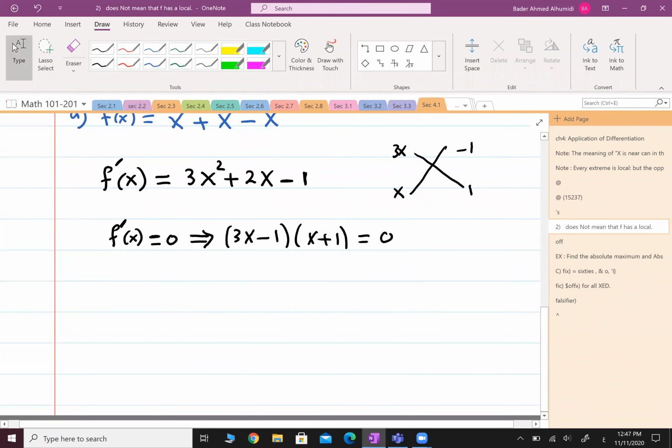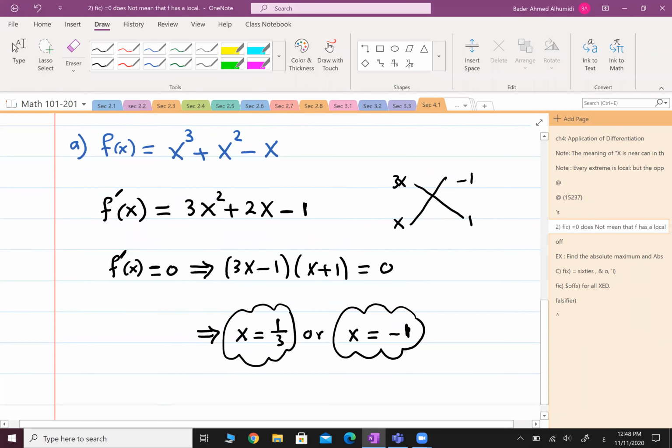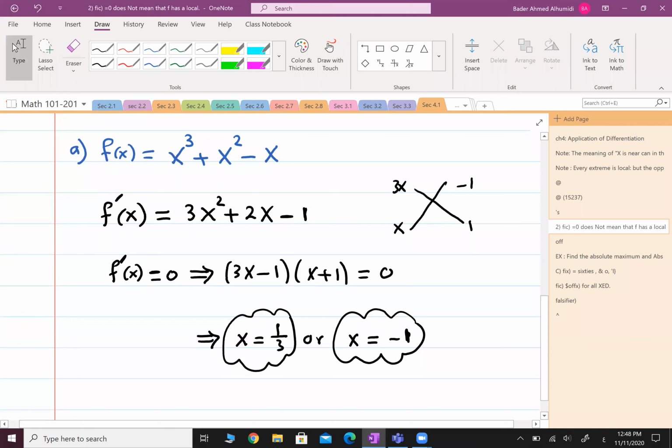جميل. وبالتالي what will be the conclusion now? X will be equal to 1/3 or x is equal to what? minus 1. الآن يا شباب نتأكد هل ال 1/3 inside the domain of the function? Yes, of course it is polynomial. Real numbers. And is x equal to minus 1 inside the domain of the function? Yes. So what are the critical numbers of the function?